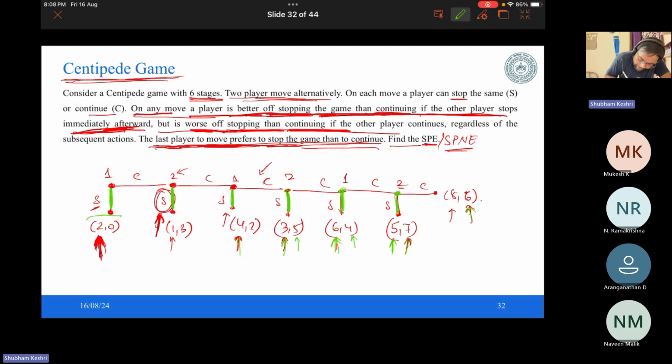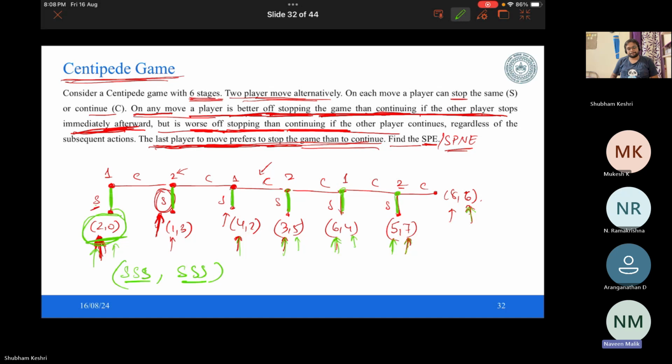Therefore, the game has this as the subgame perfect Nash equilibrium, and the strategy for player 1 is SSS, and the strategy for player 2 is SSS. So these are the strategies for player 1 and player 2, and this is the subgame perfect Nash equilibrium for this game. You see, this is counterintuitive. If both the players cooperate, they can get a higher utility. Both can get a higher utility. But over here, both are getting worse off. Is this all right?